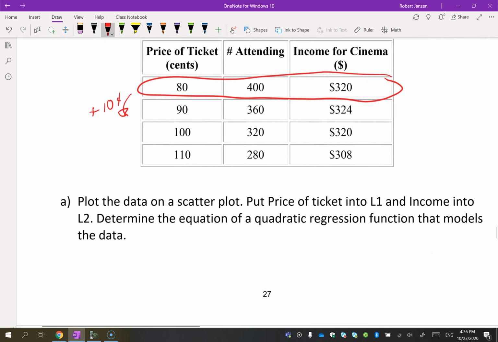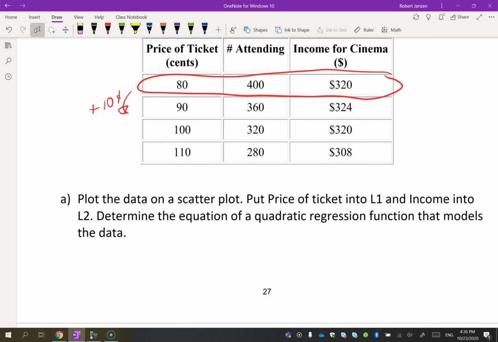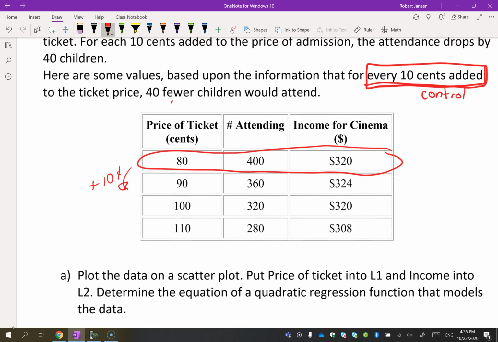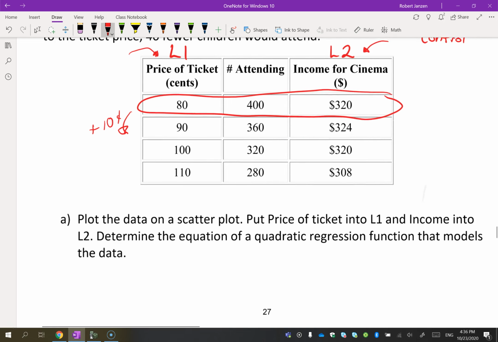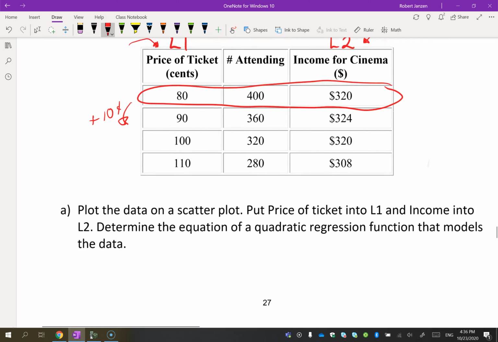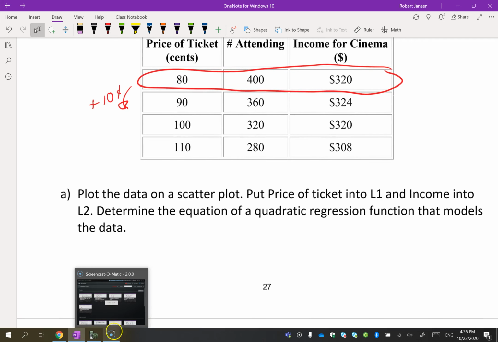What we're supposed to do is plot the data on a scatter plot, and it tells us to put price of ticket into L1 and income in L2. Now the question is, why didn't I choose one of these to be L1 or L2? Well, I can't control that. So what I'm thinking about is, if I change ticket price, how will that affect my profit margin? That's why we're going to use L1 and L2. Let's put that in the calculator.